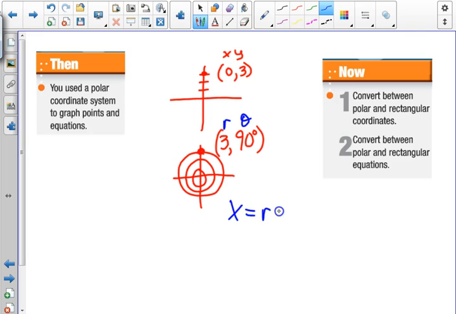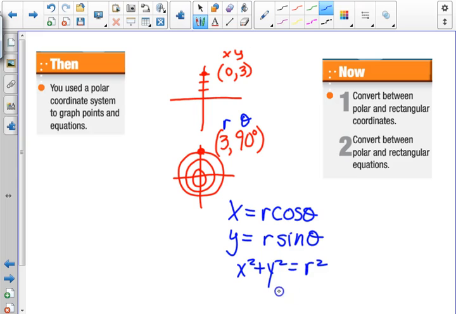x equals r cosine theta. Does that sound familiar? y equals r sine theta. There was another one, x squared plus y squared equals r squared. And then the inverse tangent of y over x equals theta. Do those all look familiar?